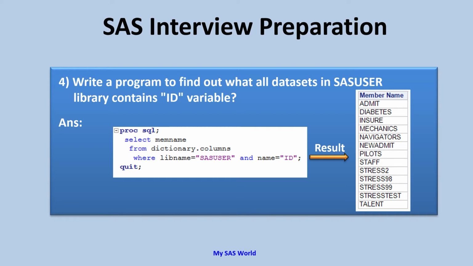So proc sql select memname. So memname is the variable that stores the dataset name from dictionary.columns, where libname equal SASUSER. So here SASUSER I put in capital letters because the data is stored in capital letters in dictionary.columns, and name equal ID. So name would contain the column name. Here the result is member name.